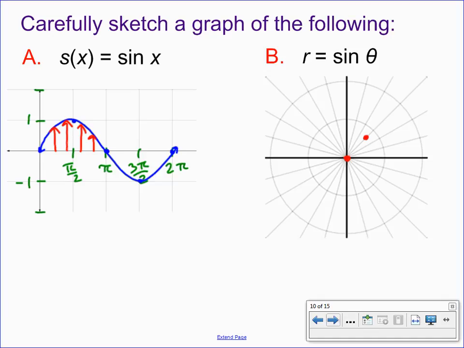Continuing on, what happens to my r values? Well, at pi over 2, what's the value of r? The sine of pi over 2 is 1. So I need to go a magnitude of 1 in the pi over 2 direction. Where's that point? Right there. Did everybody see it? Got it? Awesome.